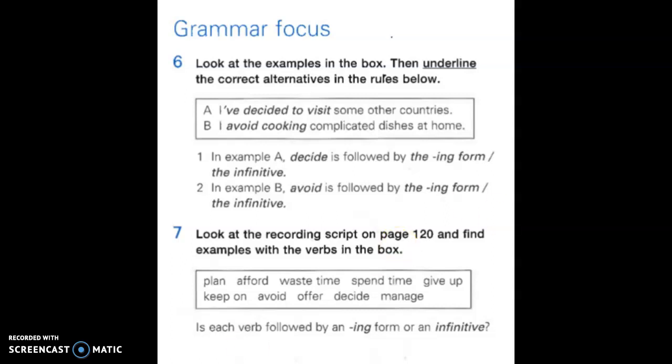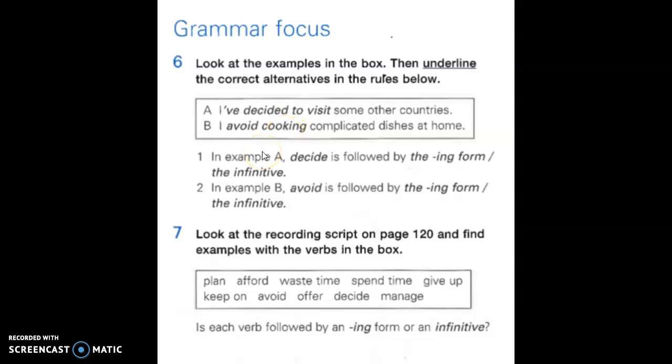So for example, in these two sentences here, I've decided to visit some other countries. Okay, we're thinking about the verb decide. Is decide usually followed by to do something, or is decide usually followed by doing something? I've decided to visit. You can see it's usually followed by the to form. This is a correct sentence. The verb avoid. Do you avoid to do something, or do you avoid doing something? You can see that it's ing.